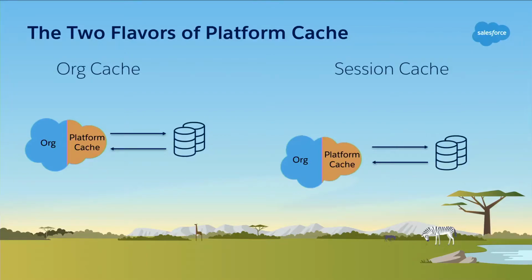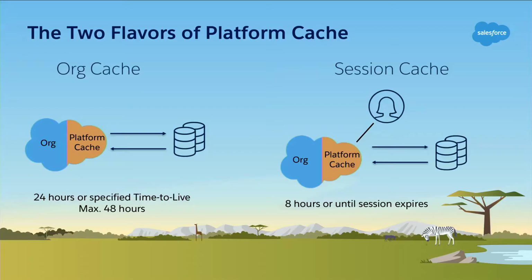And again, as I mentioned before, Session Cache and Org Cache work almost identically, except that Session Cache is tied to a user session. So when the session expires, or after a maximum of 8 hours, the data will disappear from the cache. For Org Cache, it's a little different. Org Cache data is available to everybody within the org, and it defaults to 24 hours before it expires. Or you can specify the time to live, TTL, and the maximum of that is 48 hours. So if you specify a time to live of up to 48 hours, after that, the data will be gone.